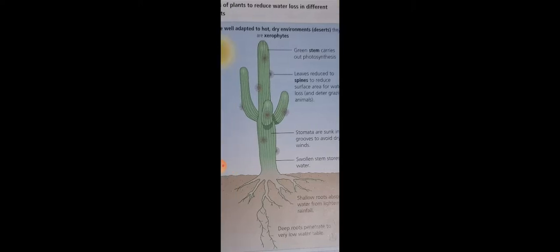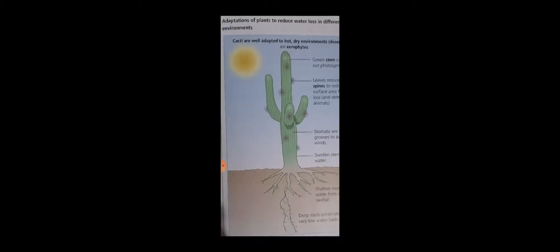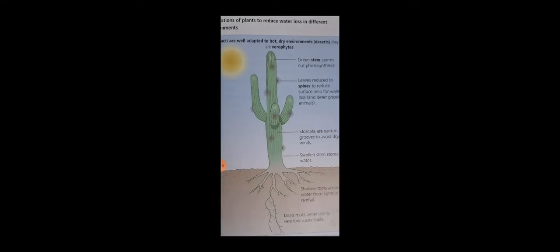Swollen stem means the stem is a little bit swollen. Okay, so it allows it to store the water. Why is it swollen? Because the water is stored in it. There is a space for the water to be stored, so the swollen stem stores water inside. In this way, whenever the cactus plant needs water, it can take water from the stem.